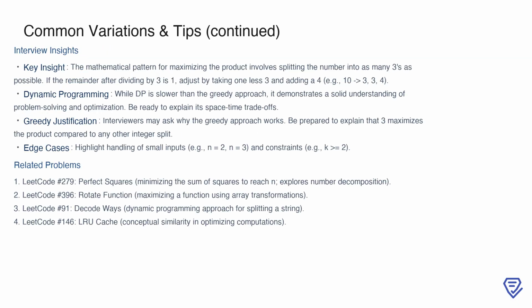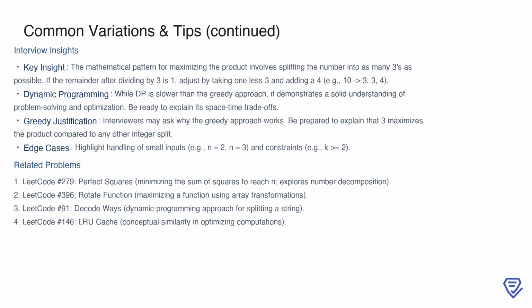Now, let's discuss some key insights that are helpful in an interview setting. First, a critical mathematical observation is that splitting the number into as many 3s as possible typically maximizes the product. If the remainder after dividing by 3 is 1, it's better to adjust by taking 1 less 3 and replacing it with a 4, as seen in examples like 10 splitting into 3, 3, and 4. While the greedy approach is the most efficient, being able to explain why it works is important. You should highlight that 3 consistently provides the highest product compared to any other base split.